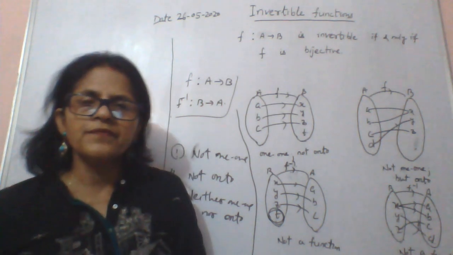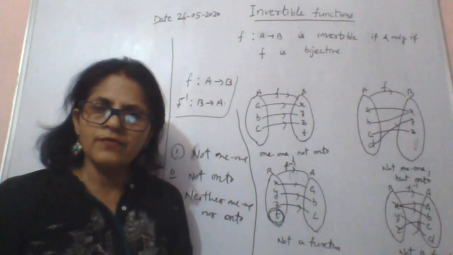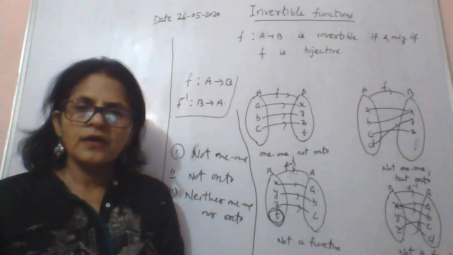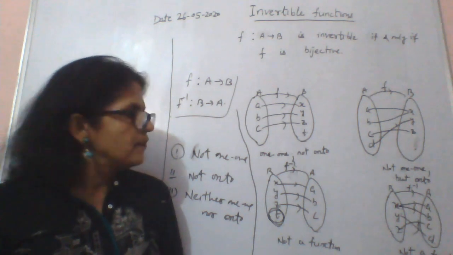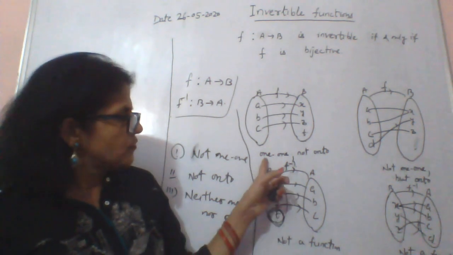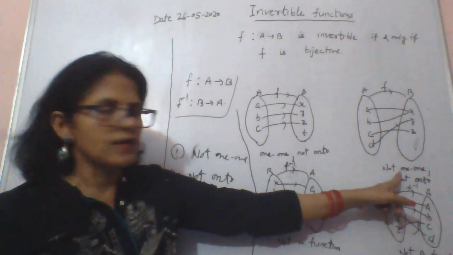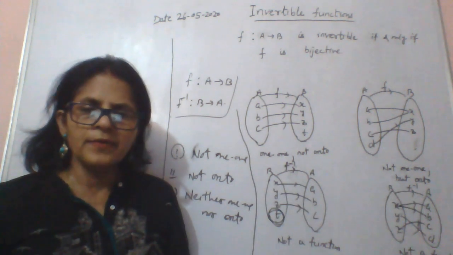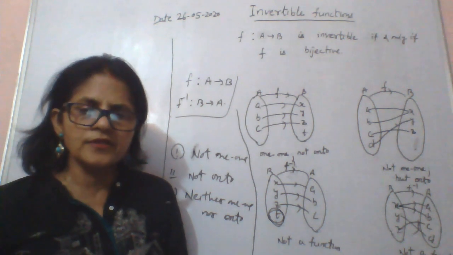Now from these two cases you can see, if the function is 1-1 but not onto, or if the function is onto but not 1-1, in both the cases, I mean if the function is not bijective, f inverse doesn't exist.